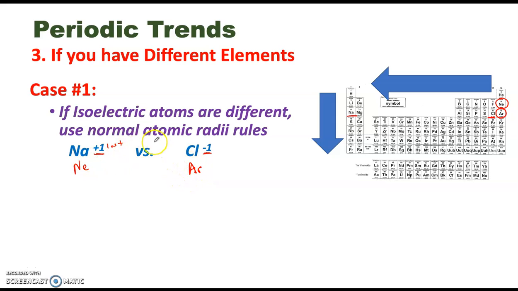Now what you do is you apply the normal atomic radii rules to these. Which one would be bigger, neon or argon? I look over here, argon's further down, so this must be the bigger one. And that's how you solve these. If they have different isoelectronic atoms, follow the normal rules. Chlorine minus 1 has a lot more electrons than sodium plus 1, so it makes sense that it is the larger atom.